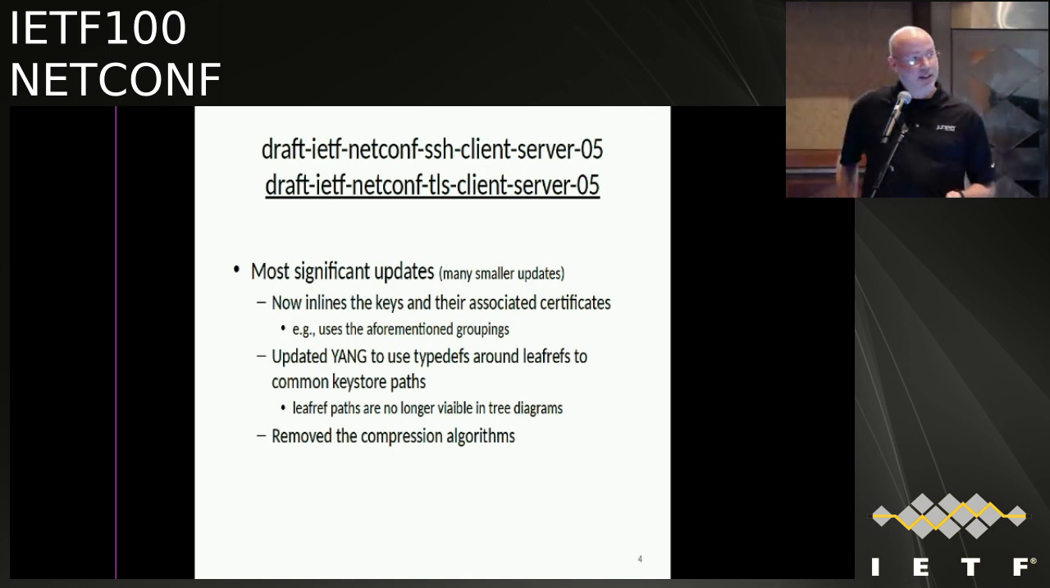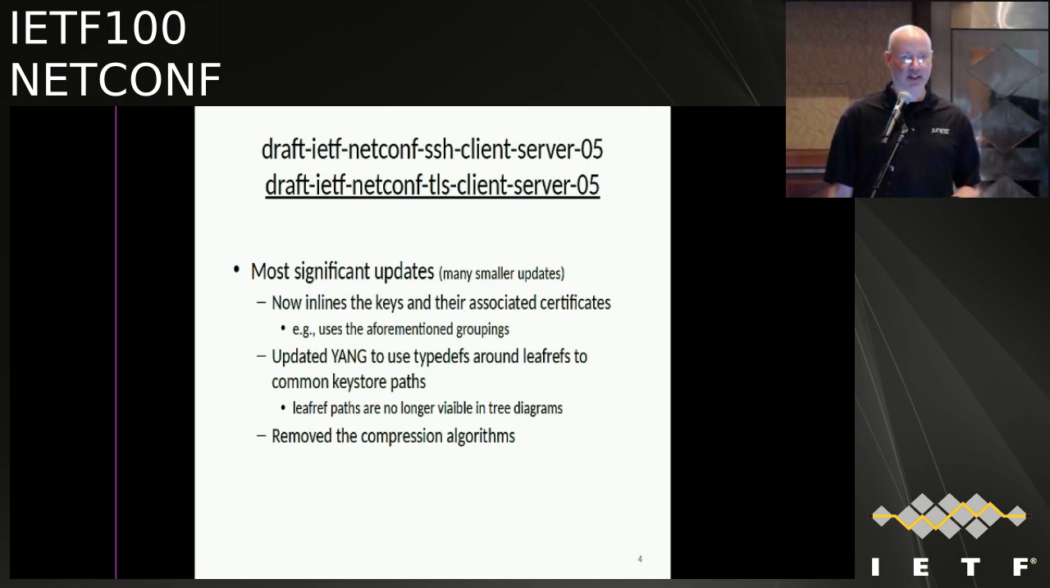For the SSH and TLS client server drafts, the most significant update was the inlining of those keys. So it's using the aforementioned groupings. That also it's been updated to use those type defs around leaf refs to the common key store paths. This is one of the comments that were made before. The fallout of that, of course, is that the leaf refs are no longer visible in the tree diagrams. So from a readability perspective, I think you may or may not think this is better, but it's okay.